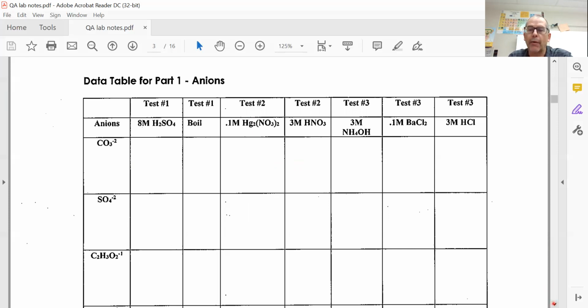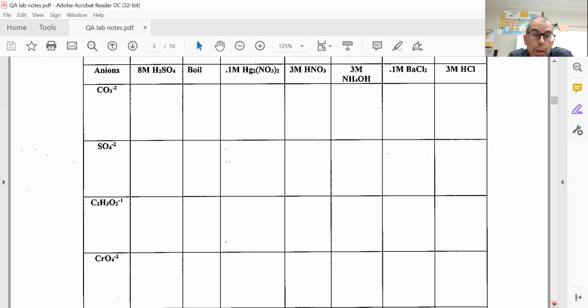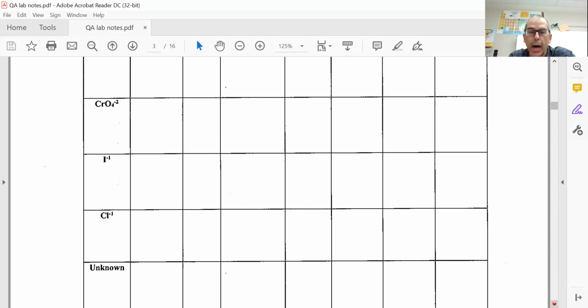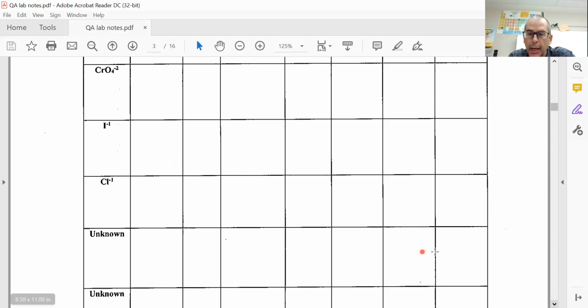So again, out of all 6 things, no 2 should be identical, or every one of them should at least have some differences in some of the tests. So when you do an unknown, you can match it up and see which one matches best to what you're trying to find out.